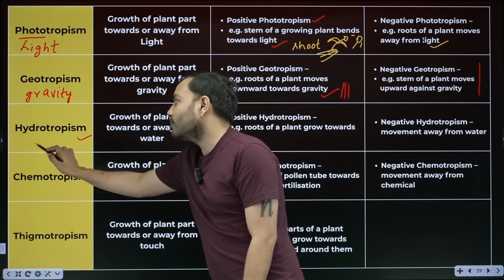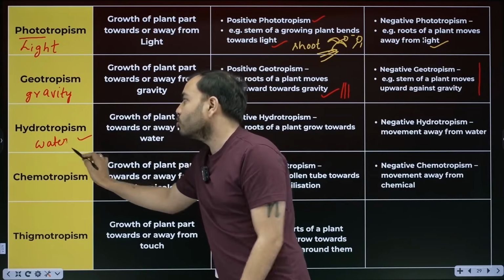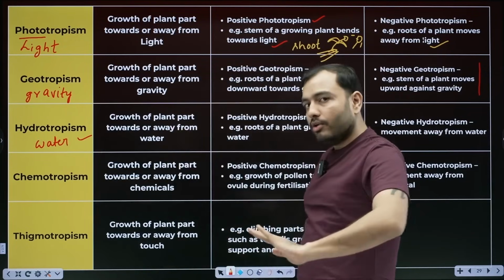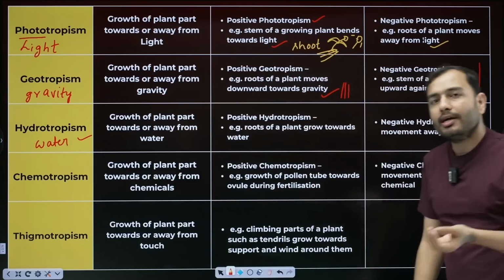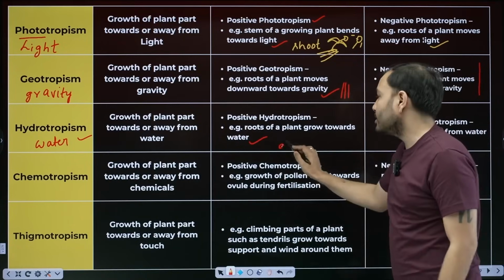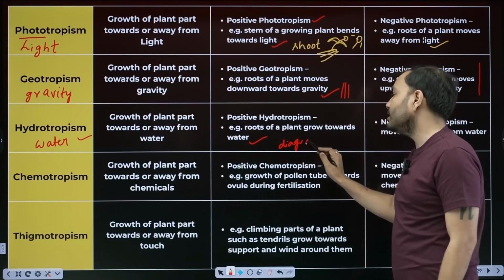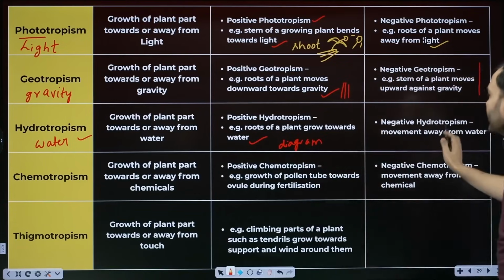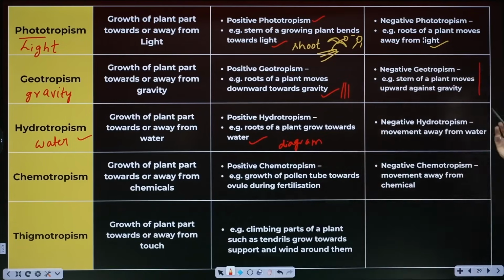Next, hydrotropism. Hydro means clearly water. So growth of plant towards water or away from water. It gives only the example of positive here: roots of a plant towards water. I'll show you a diagram of this later. What happens? Roots of the plant went towards the water. Hydrotropism, movement away from water, is the negative.